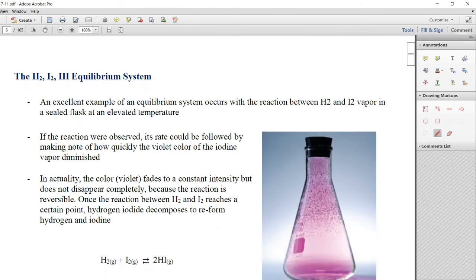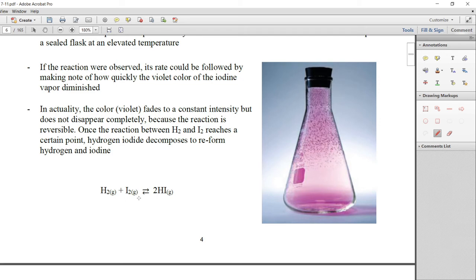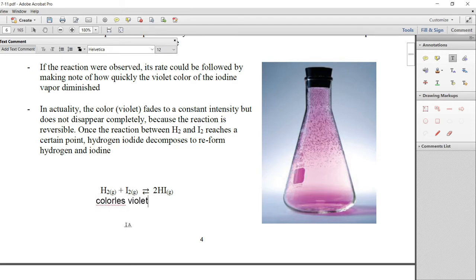This is another example of equilibrium, for hydrogen and iodine, where they react to become hydrogen iodide. So for this reaction, normally hydrogen is colorless while iodine is violet, and hydrogen iodide is also colorless.